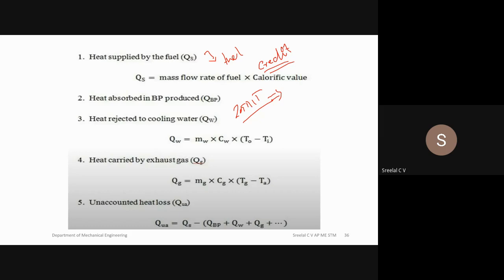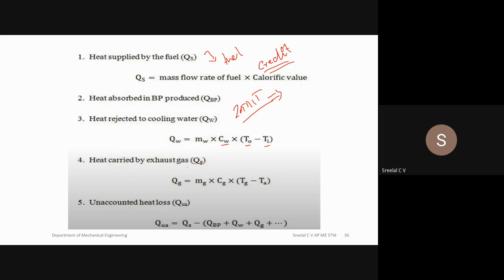Next is the heat rejected by the cooling water, denoted by QW, which is equal to the mass flow rate of the cooling water into the specific heat of the cooling water into the difference between the inlet and outlet temperature of the cooling water. Understood? Yes, sir.